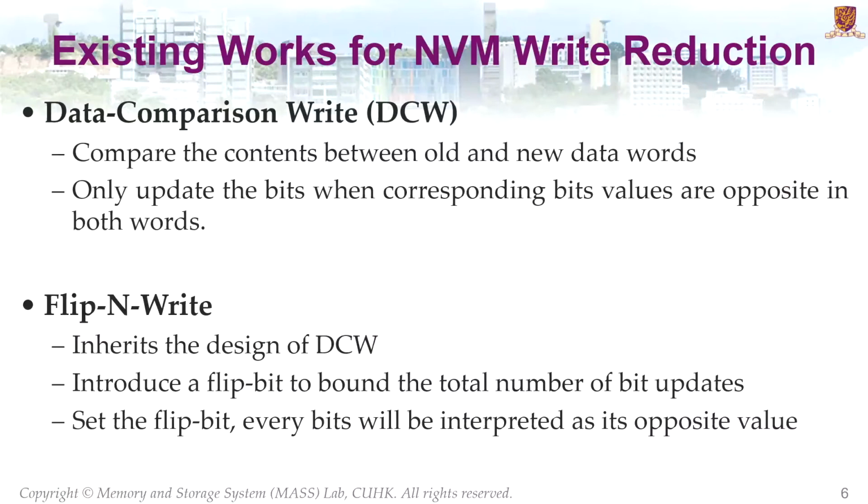And Flip-N-Write is another famous design. It inherits the design of DCW. That is, it will also compare the content, but it can further improve the performance by introducing a single flip bit to bound the total number of bit updates. If the flip bit is set, then every bit will be interpreted as its opposite value. Otherwise, every bit will be interpreted normally. By doing this, it can make sure that the number of bit updates will always be less than half of the word size.